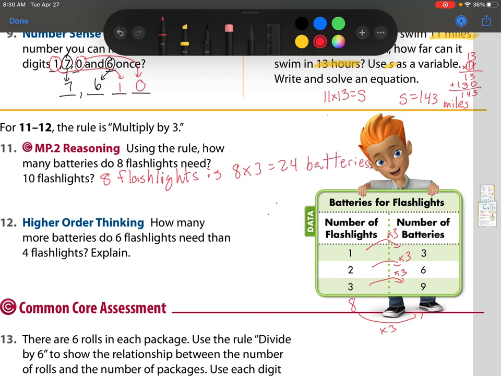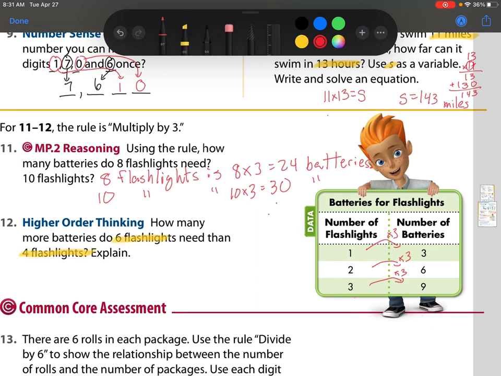And then what about the next one? Well, if we had 10 here, 10 times 3 equals 30. So 10 flashlights, and I'm going to use those little quotes so it's the same thing, copying directly above, is 10 times 3 equals 30 batteries. Now our next one. How many more batteries do 6 flashlights need than 4 flashlights? Explain. Well, to clean this up, I'm just going to erase over here. And it's asking for 6. Oops, let's highlight that. 6 and 4.